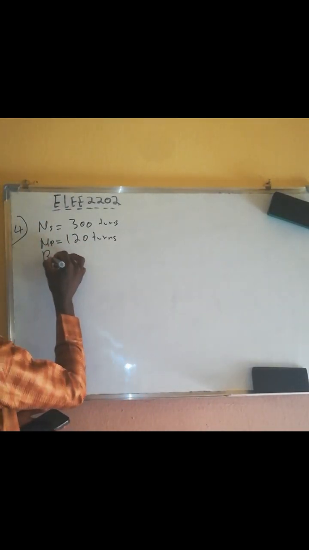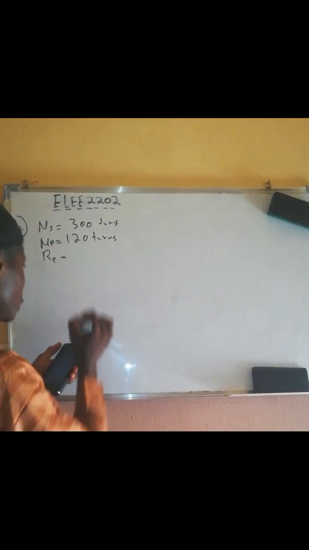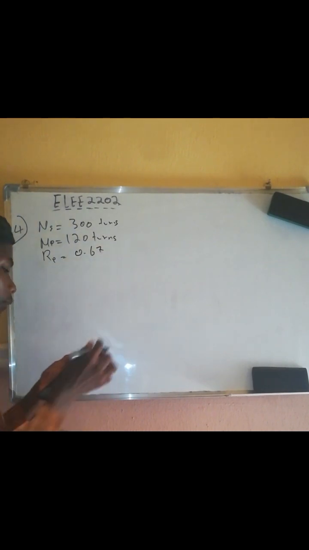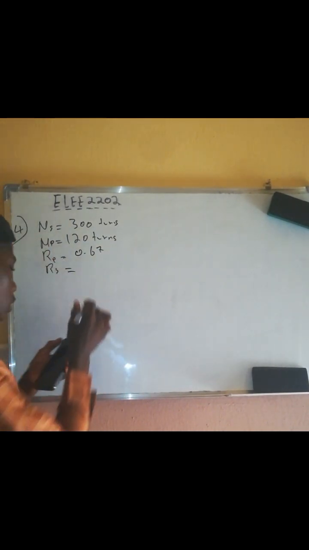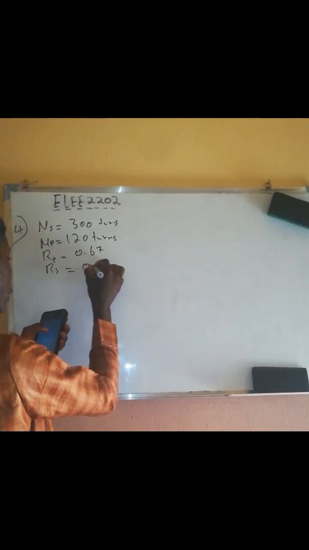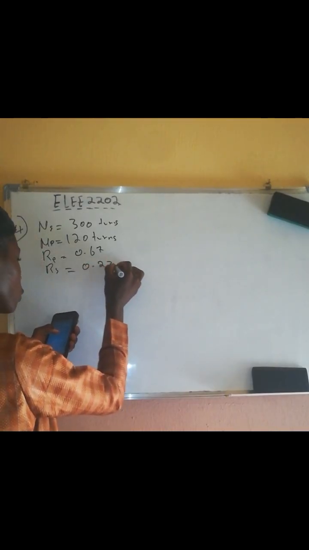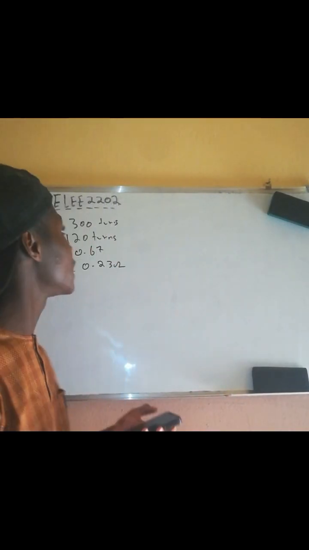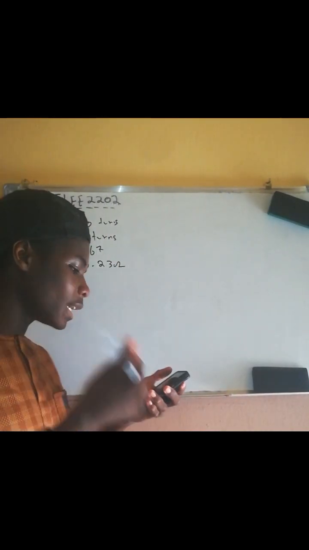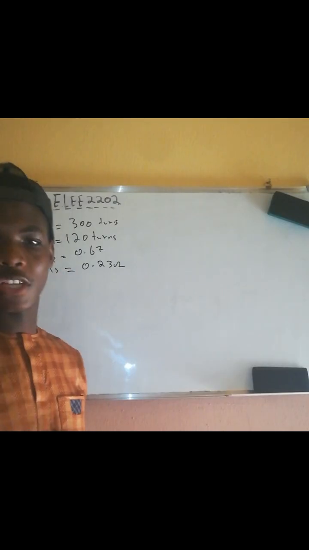It has a primary resistance. Let the primary resistance be Rp, which is equal to 0.67, and the secondary resistance, which is Rs, to be 0.23 ohm. Calculate, first, the equivalent resistance of the primary referred to the secondary. So how can we find the equivalent resistance of the primary referred to the secondary?